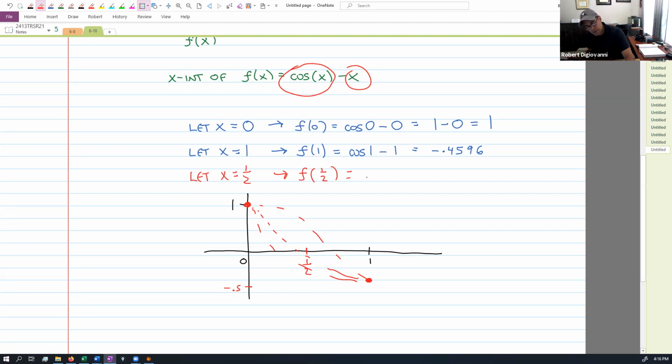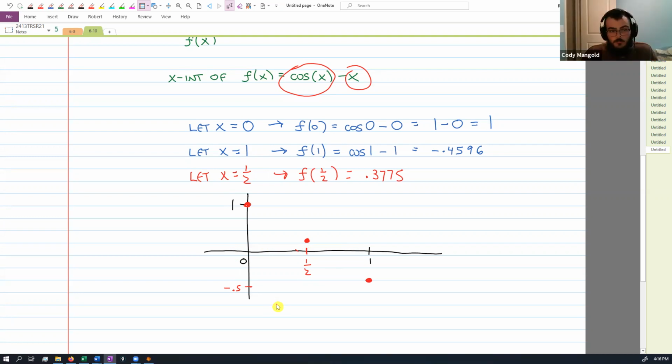I get 0.3775, which means that at 1/2, I'm at 0.3. I'm still positive, right? Still positive here, which means that it has to be between here and here, to the right side of 1/2, not to the left, right? So what should I do now?